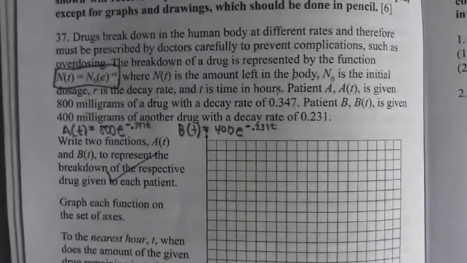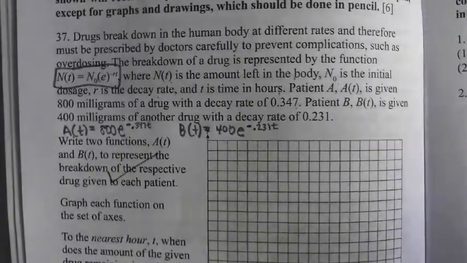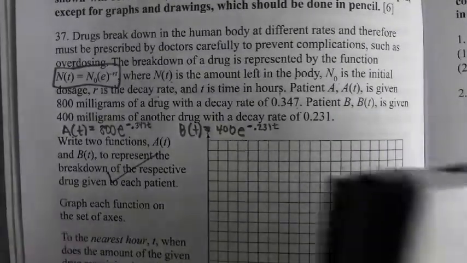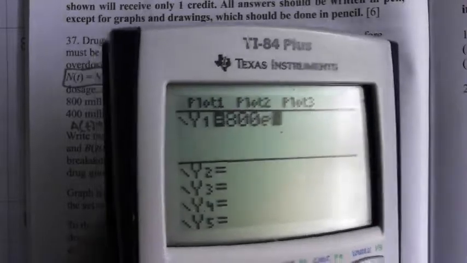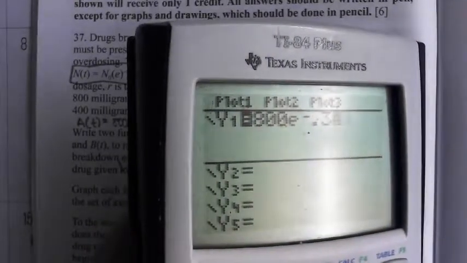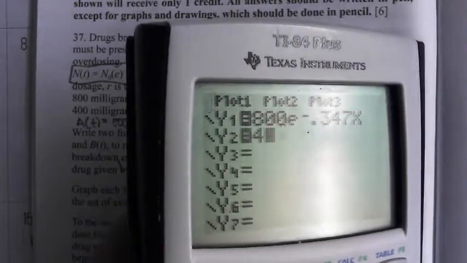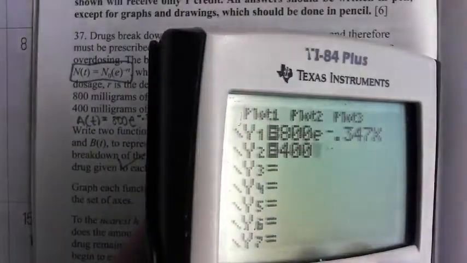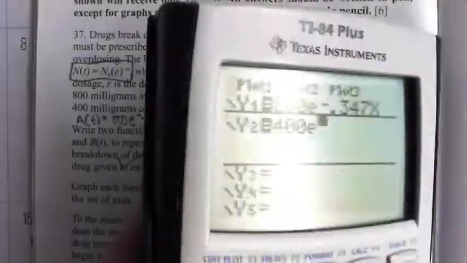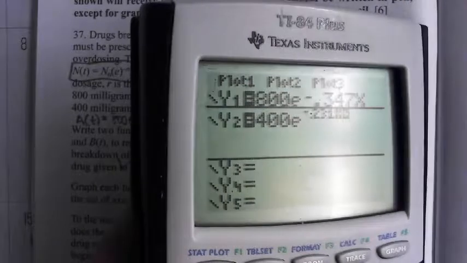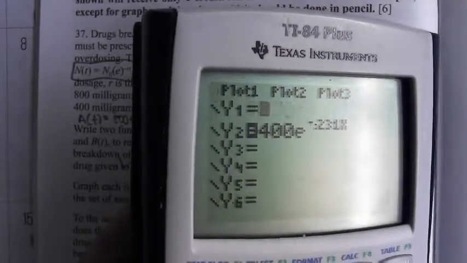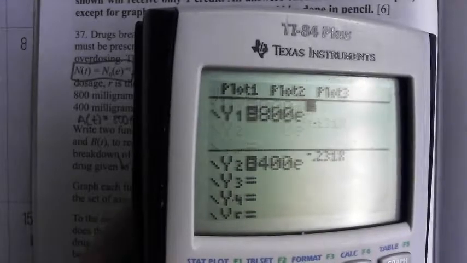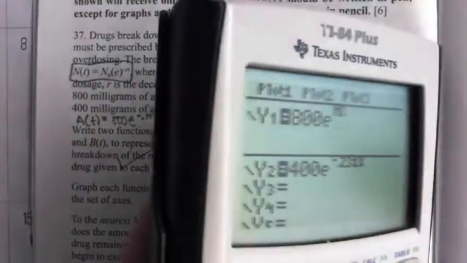Graph each function. Now we're going to have to be a little bit tricky here with Windows because, and we'll type it into our calculator. You can just watch me for the sake of time. E to the negative 0.347x, and then our second patient, 400, e to the negative 0.231x. Oh boy. Negative 0.347.